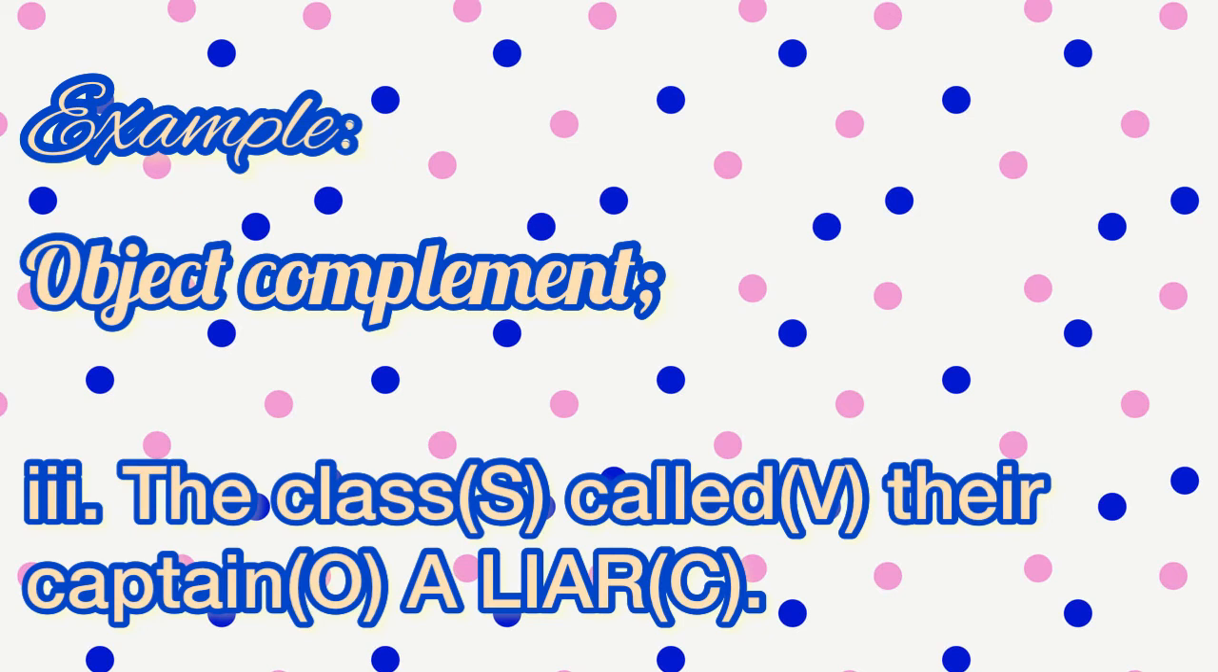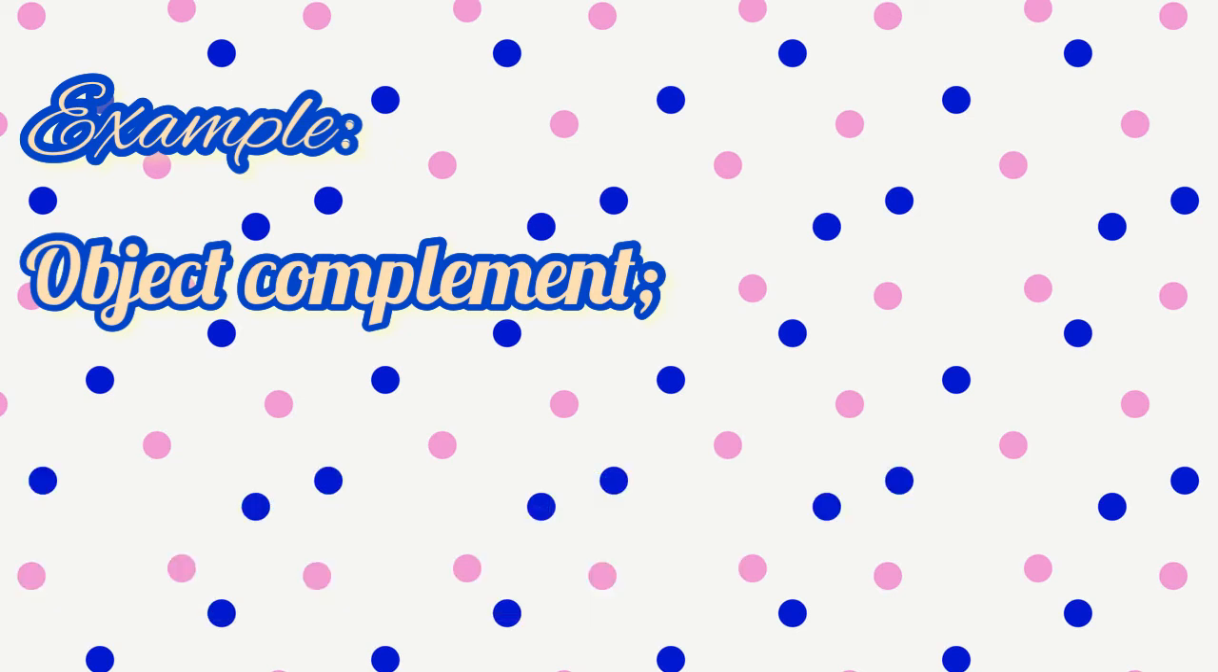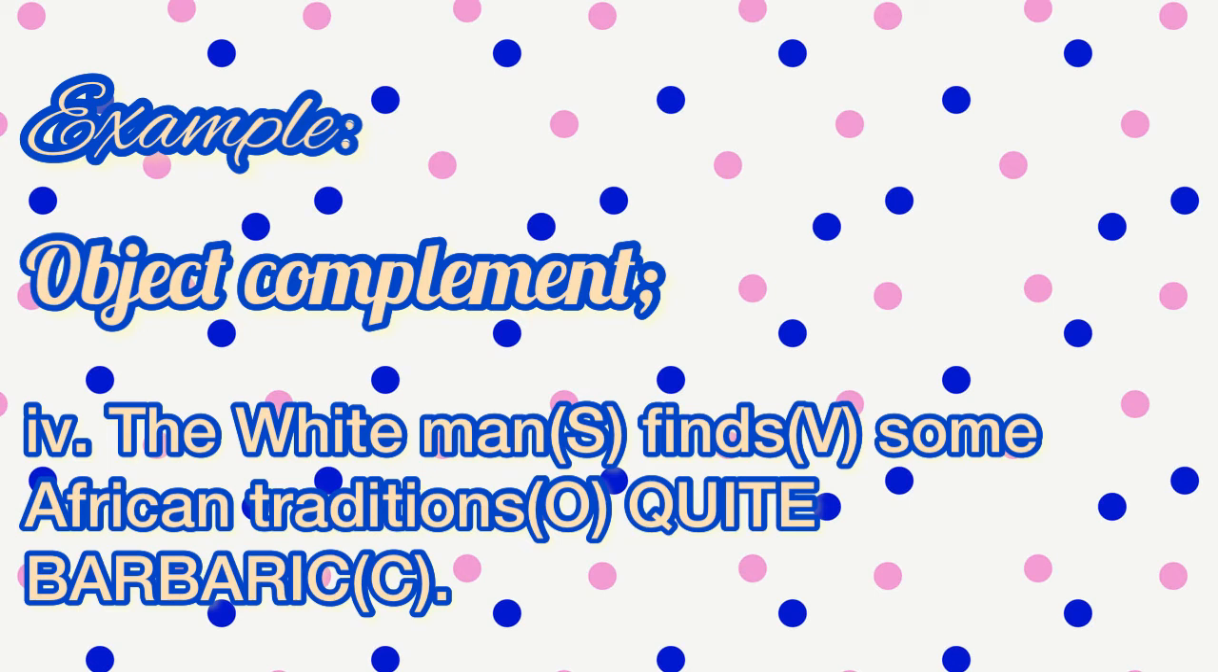And the last example under this category, we have: the white man finds some African traditions quite barbaric. The white man is the subject of this sentence. Finds is the verb. Some African traditions is the object, while quite barbaric complements the object of that sentence. In other words, we are saying that quite barbaric explains some African traditions.